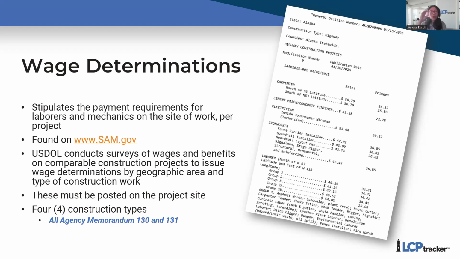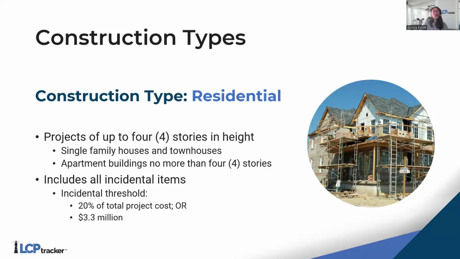Now, in regards to the 4 different construction types, I do want to also toss out that all agency memorandums 130 and 131 list beautiful examples of each different construction type. Let's get into it. So the first construction type is residential.